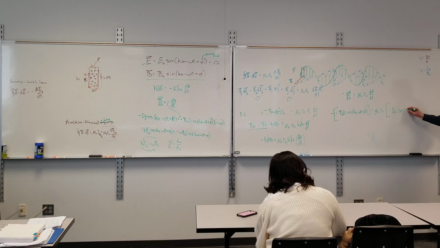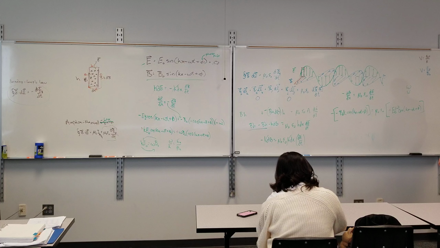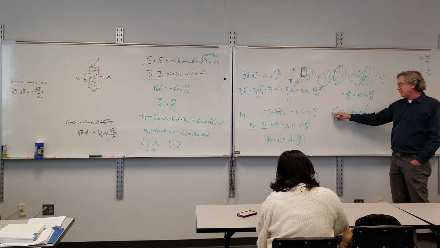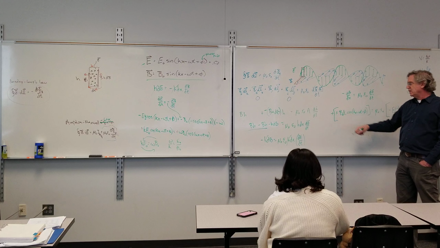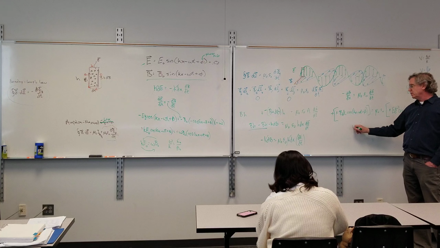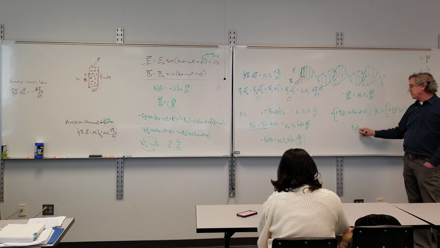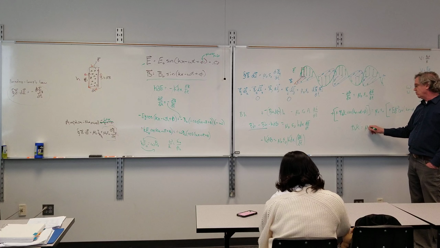With respect to time, so like negative frequency, negative omega. Then kx minus omega t plus phi. So I've got two negatives here, they will cancel out. And so if these are equal to each other at all times, then the coefficients must be equal, so B naught K must equal mu sub naught, epsilon sub naught, omega E sub naught.